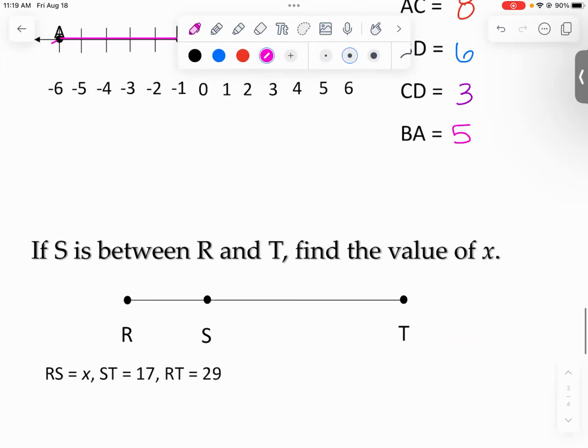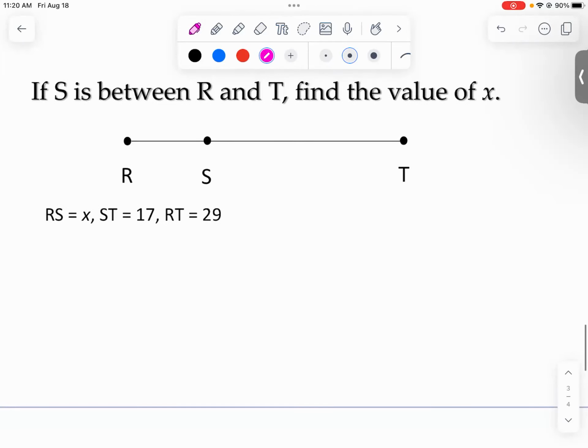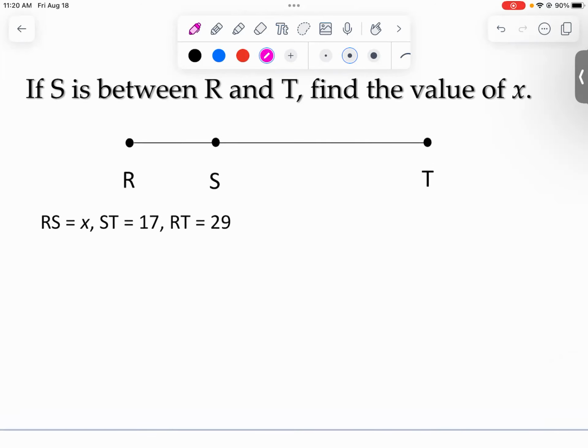So now what I want you to do, I want you and your elbow partner or elbow partners to work together on finding the X in this picture. I'm gonna give you 1 minute and then we'll do it together. See what you can do.